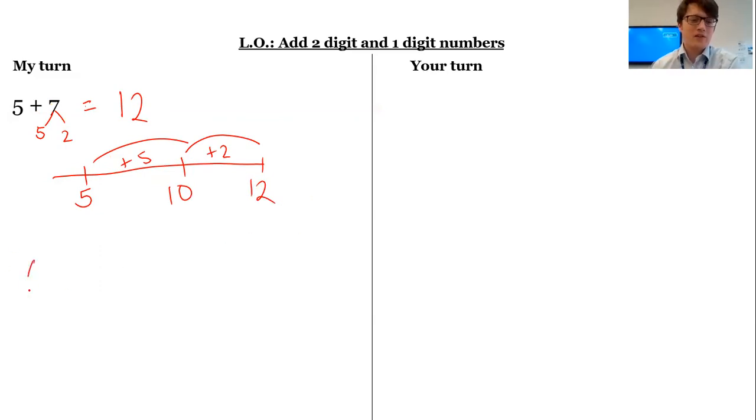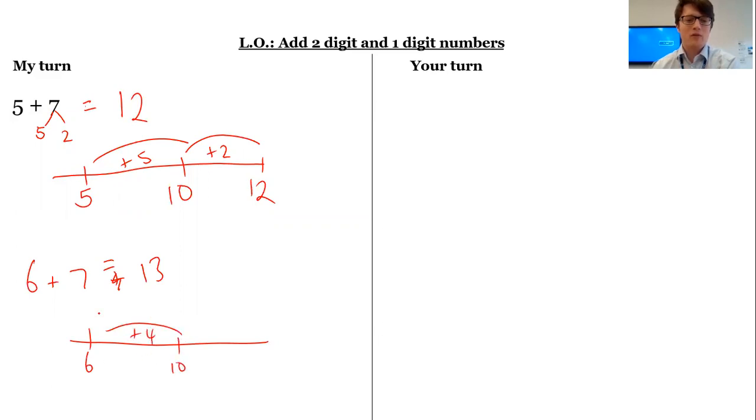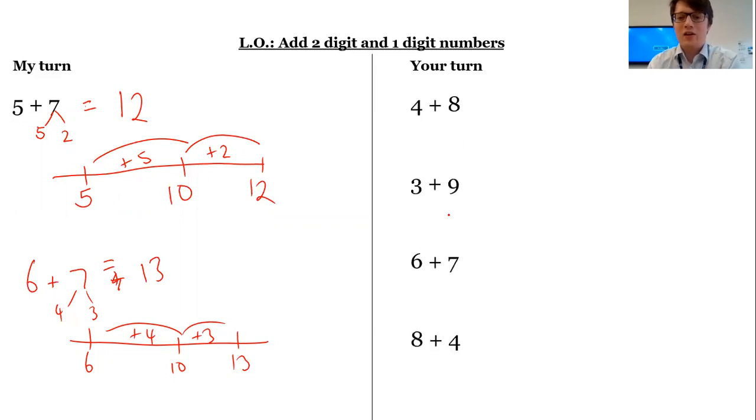Again, let's look at another one. Let's do 6 add 7. Well, I might just know that that's equal to 13. And that's what I want to learn eventually, but I can also think about it. 6 to 10, I need to add 4 using my number bonds, and I know that 7 is made up of 4 and 3, so I need to add another 3, which takes me to 13. You're going to have a go at these ones now.